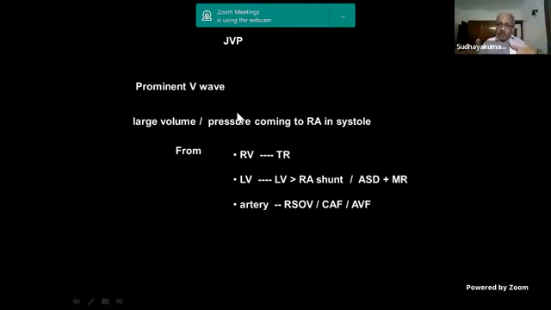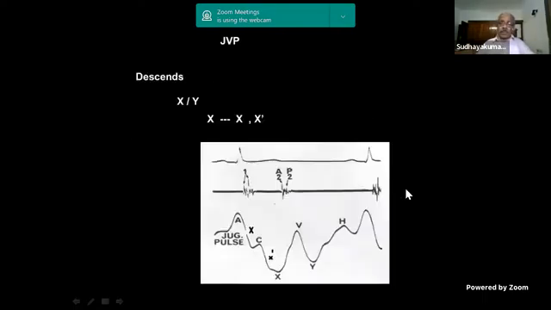This could be from the right ventricle as in simple TR, or from the left ventricle to the right atrium as in LV-RA shunt, or left ventricle to left atrium through an atrial septal defect into the jugular vein. So these are the conditions where you get the transmission of the ventricular volume and pressure to the right atrium: simple TR, LV-RA shunt, ASD with MR. Or the right atrium is receiving a large volume under high pressure, as in RSOV, coronary artery fistula, or any other arteriovenous fistulas.